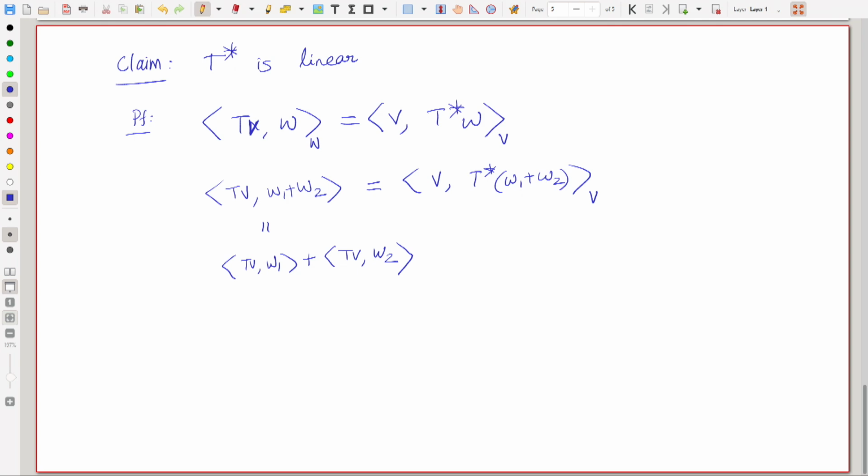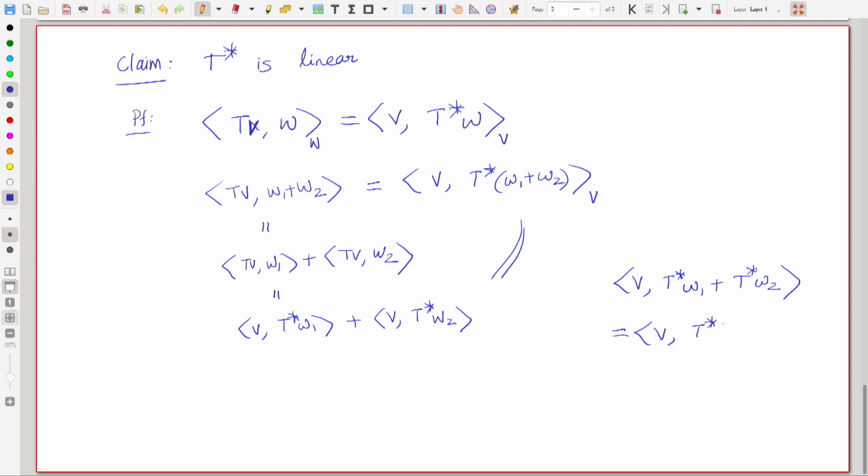So the left hand side splits into two pieces. But then what is this? This is ⟨v, T*w1⟩ and this is ⟨v, T*w2⟩. So what have I shown? That these two are equal. In other words, ⟨v, T*w1 + T*w2⟩ is the same as ⟨v, T*(w1 + w2)⟩, correct? I have just done it. The crux of the matter is this equation, that this splits into two pieces, and now this is true for every v.